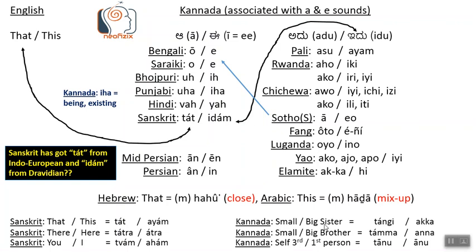And similar ta and a pairs happen in Kannada also. For example, the small sister and big sister are called tangi and akka. Small and big brother are called tamma and anna. And the self in third person and the first person we saw in the first slide, we can say it as tanu and anu. So tanu is the third person self, anu is the first person self. So they also form this pair ta and a. So there may be some interesting connection here. We'll explore that later.